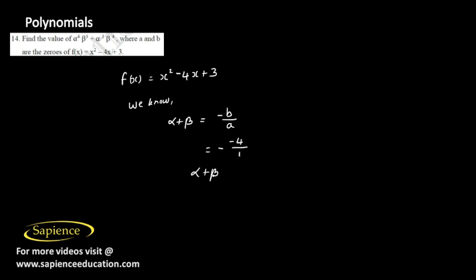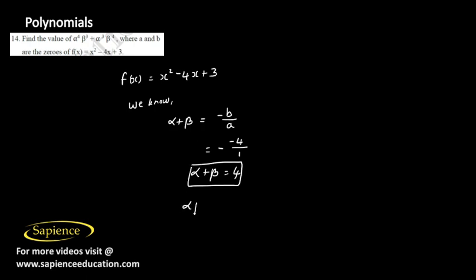Find the value of alpha power 4 beta cube plus beta alpha cube beta power 4, where alpha and beta are zeros of this polynomial f of x. So from this polynomial, we can say that the sum of the zeros alpha plus beta is equal to minus coefficient of x by coefficient of x square. So minus of minus 4 by 1. So sum of the zeros is 4.